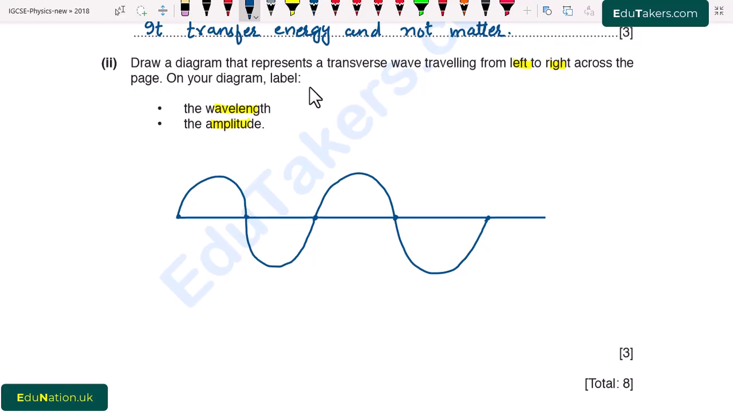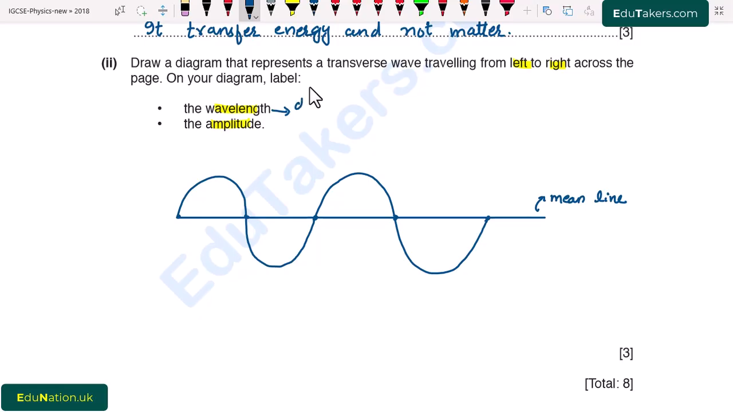It consists of two portions. If I consider that it's a mean line, the portion of the transverse wave above this mean line is crust, while the portion of the wave below the mean line is trough. And we have to label the wavelength. Wavelength is a distance between two consecutive crust and trough.